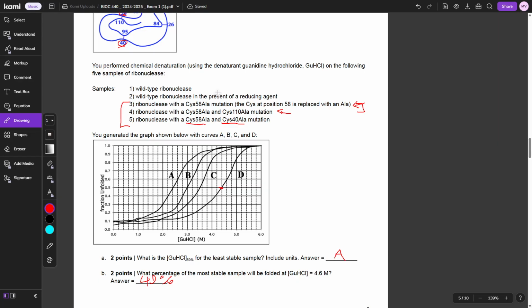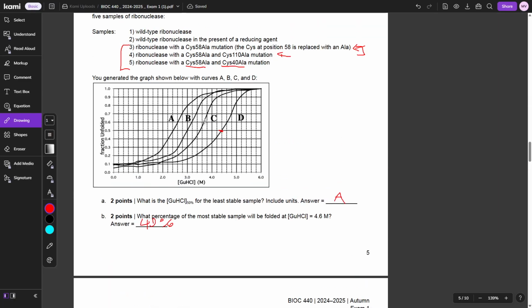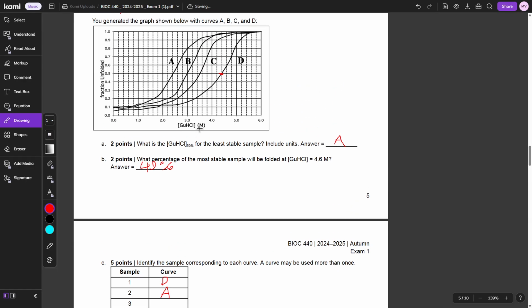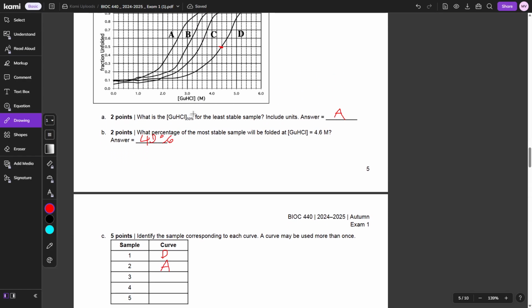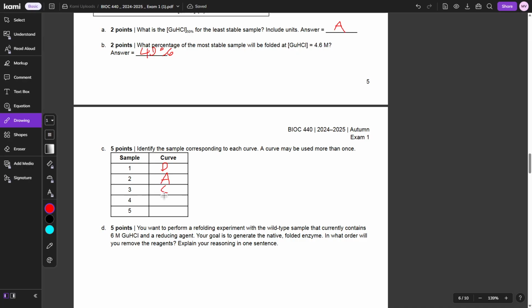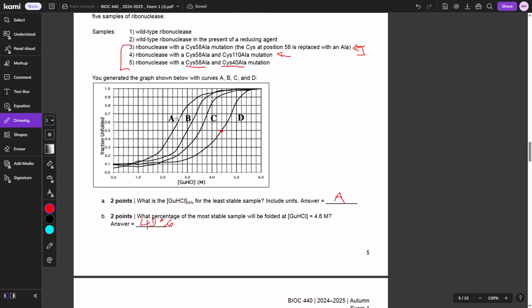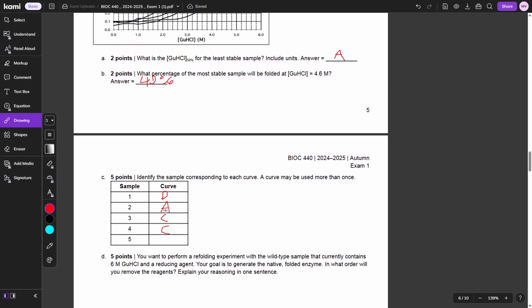Does that make sense? If we're looking at these curves, I would say that 3 and 4 are both C, because they don't give you another option, so I'd probably go with this. And then for 5, I would just go with B.